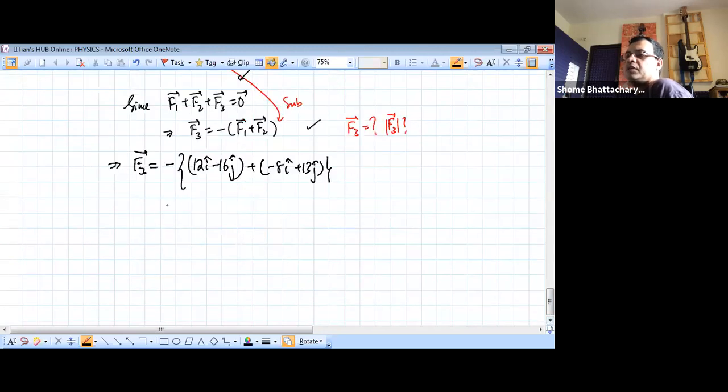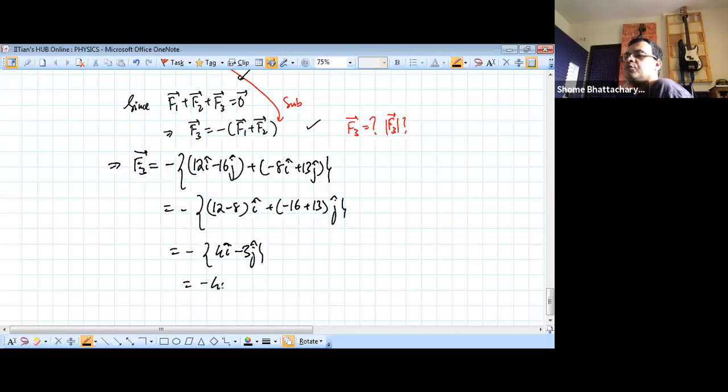So next step, you take i cap and j cap common inside this bracket. So you have 12 plus of minus 8. So that's 12 minus 8 i cap and minus 16 plus 13 j cap. So this is becoming 4 i cap minus 3 j cap, and then finally take the minus sign inside. So minus 4 i cap plus 3 j cap. This is your vector F3.